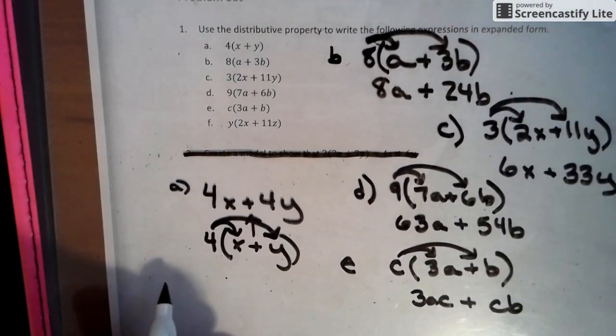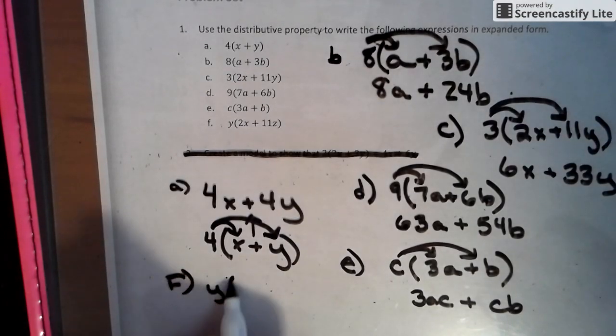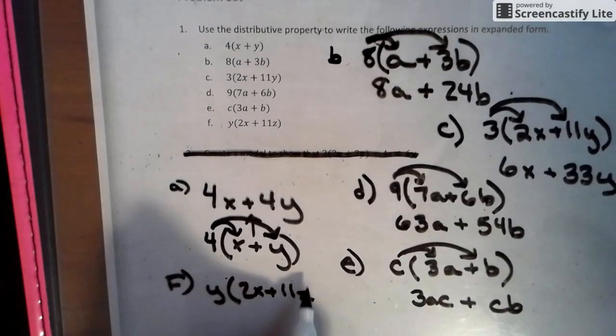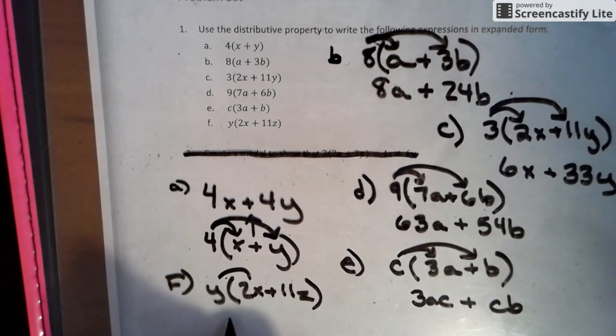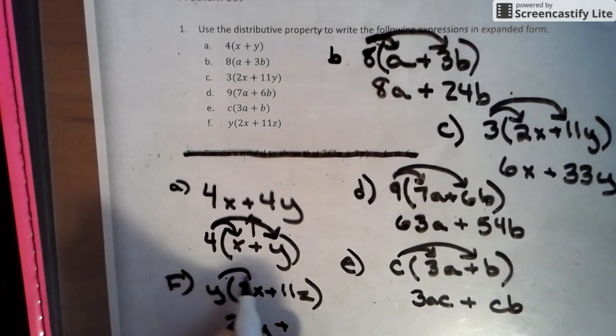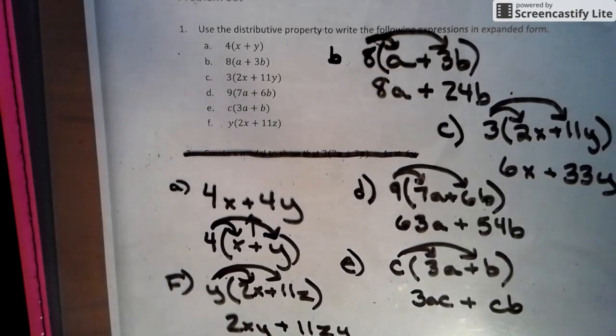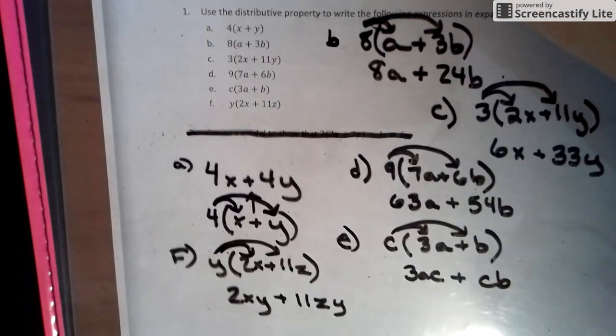And then letter F. We'll squeeze F right here. We're going to give a Y to a 2x and an 11z. So y to that just means 2xy. Plus, if we give a y to that, we're going to have plus 11zy. See how they don't have the same variables? It's almost cut off. There we go.